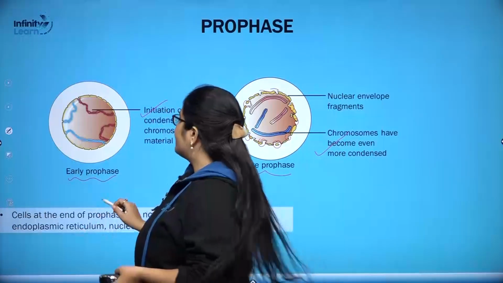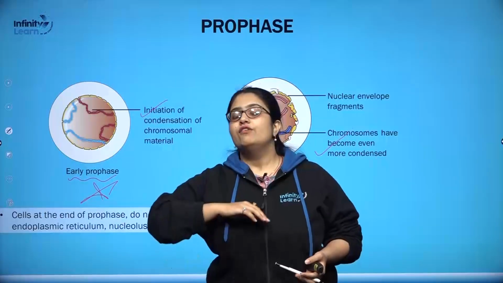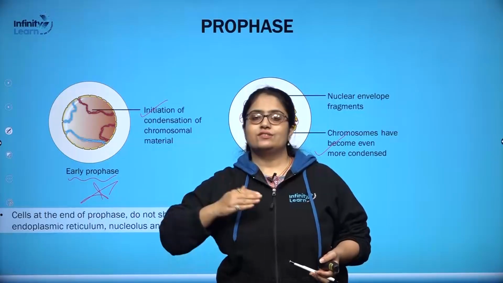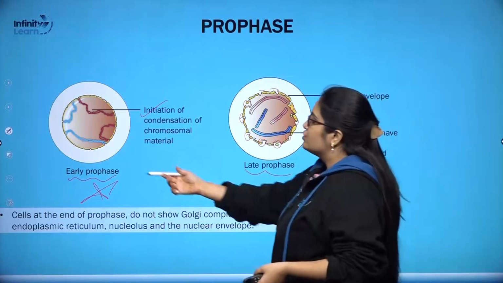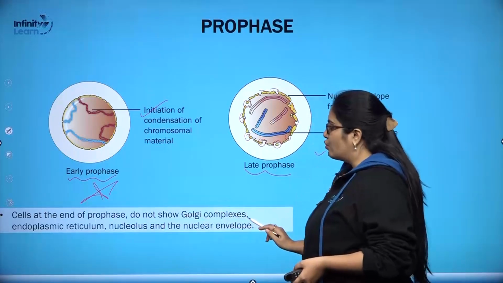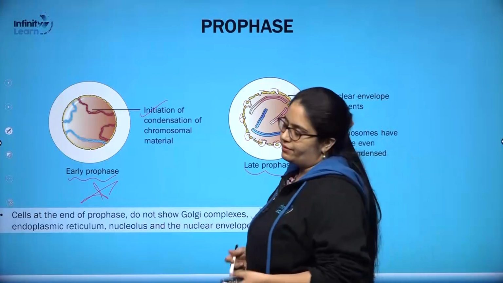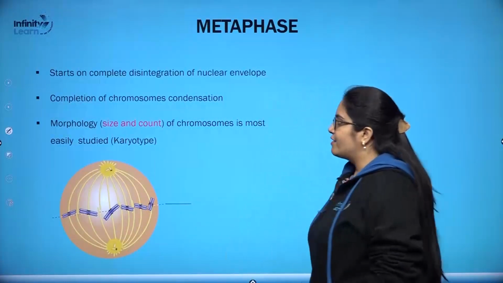Always remember one very important point, my dear students: cells at the end of prophase will not have a nuclear envelope, and they will not have a nucleolus, Golgi apparatus, or endoplasmic reticulum. So cells at the end of prophase do not show Golgi complex, endoplasmic reticulum, nucleolus, and the nuclear envelope. They disappear.